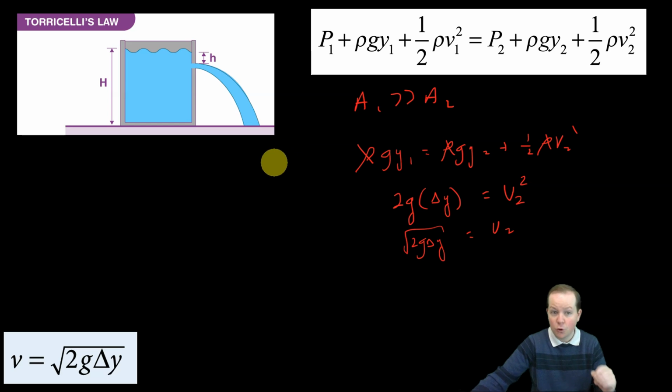So it comes from Bernoulli's principle. It's when you have a simplified scenario of a really big and wide open container, okay, where you have a spout and the water is flowing out of that spout, okay?